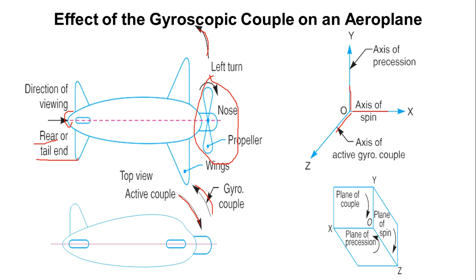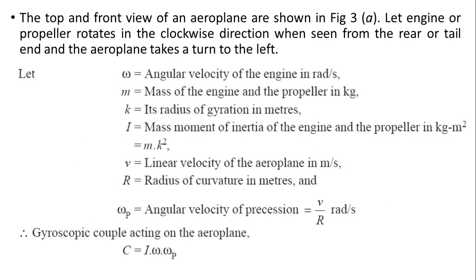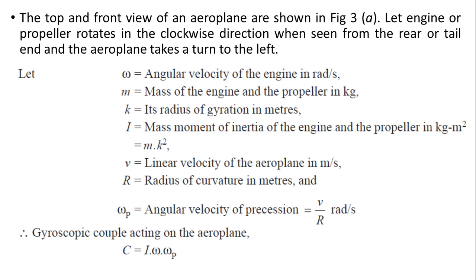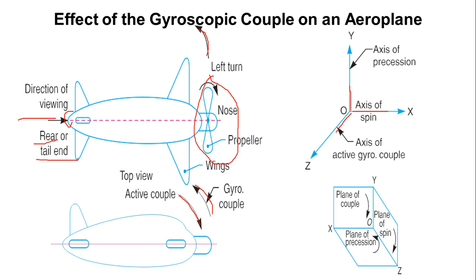So how to take these effects, let us see for an aeroplane. The top and front view of an aeroplane you can see in the figure. Let the engine or propeller rotate in the clockwise direction, considering the direction as clockwise when seen from the rear or the tail end. So they are considering the viewing direction is this side.